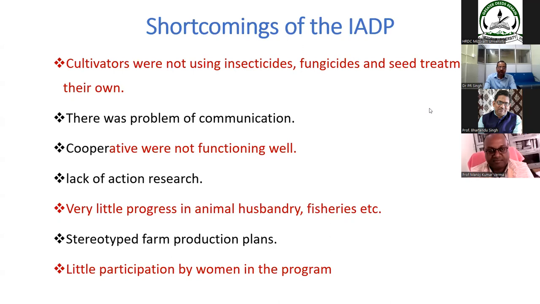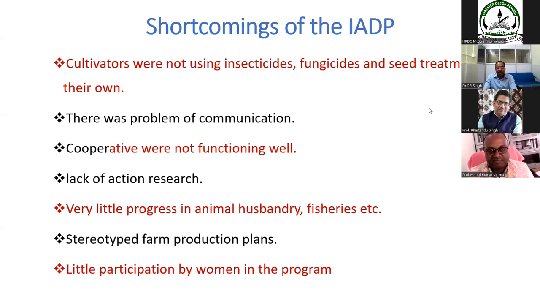Another problem is communication. Then cooperatives are not functioning well. I highlight this because we established cooperative societies, but how they work, how they plan, and how they execute is not clear. The members of the cooperative societies are also not educated or visionary about the functions of the cooperative movement. So that is not functioning. Then action research is lacking.